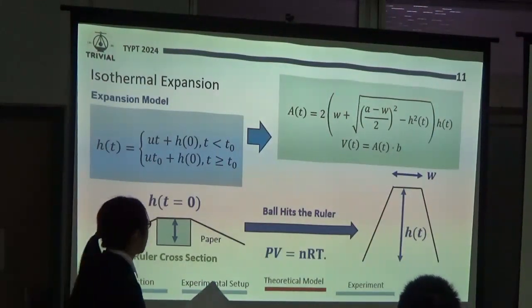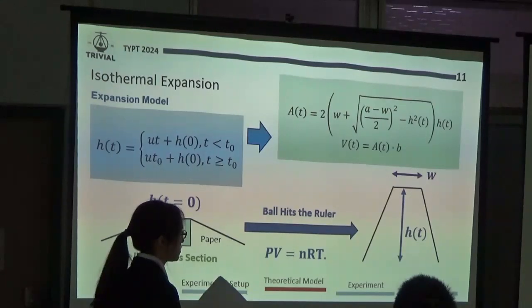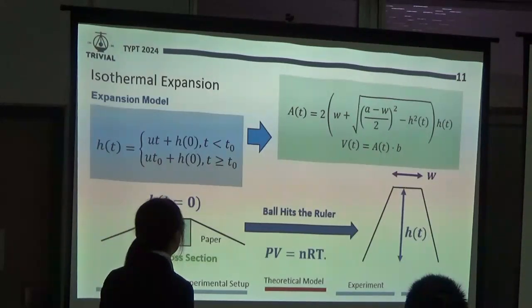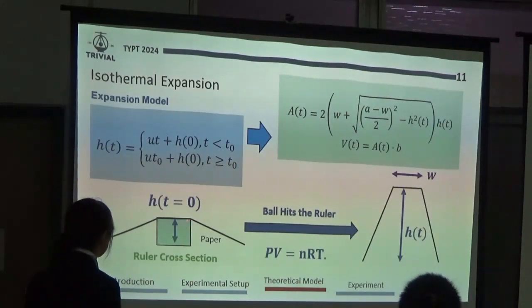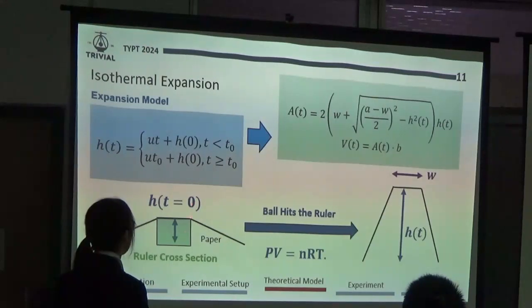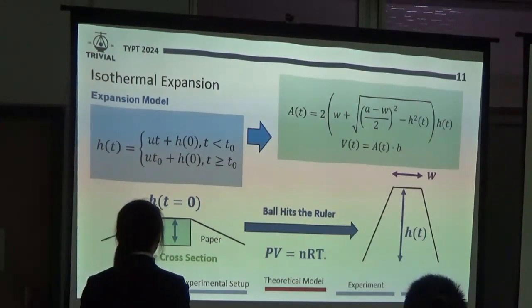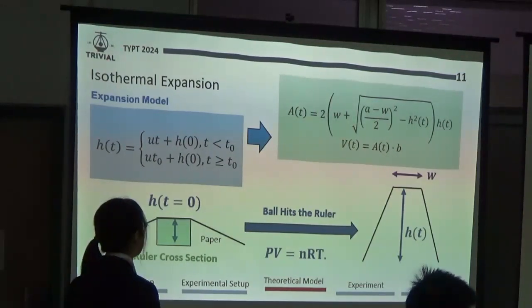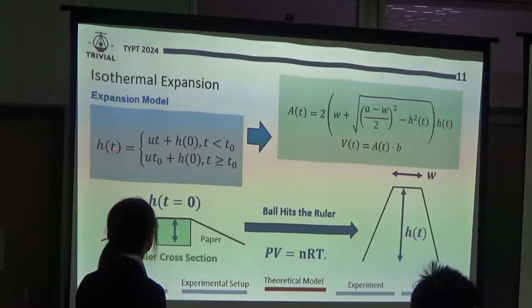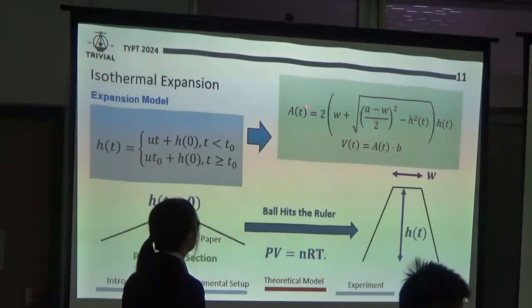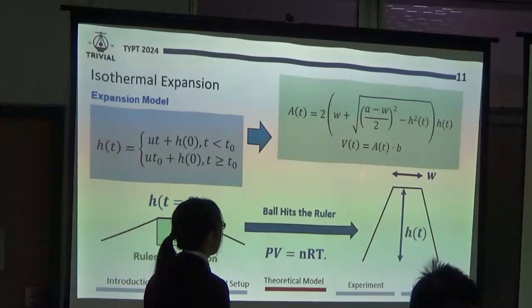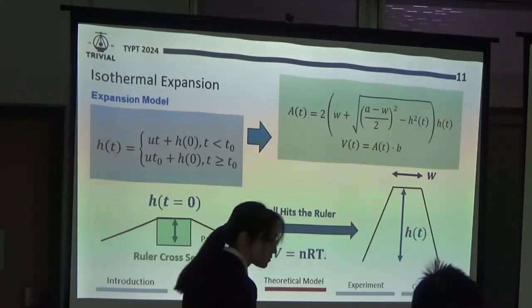We model the expansion under the paper as linear, so the height of the center of the paper rises linearly. You can see over here in the green box the cross section of the paper on both sides. And so we can calculate the volume under the paper as a function of time. Here is a function of the height, here is a function of the area, and here is a function of the volume, which equals area times the length of the paper.